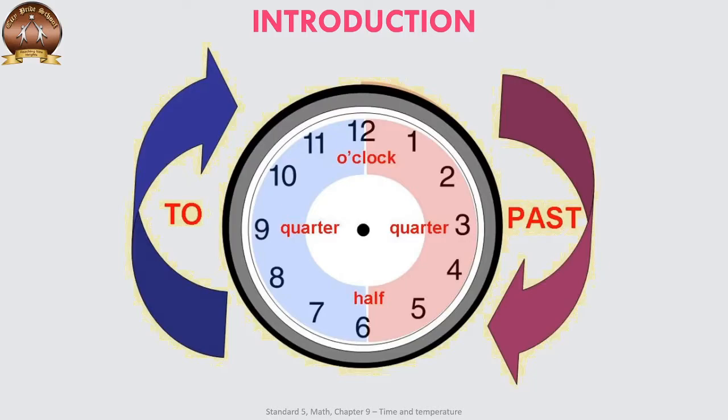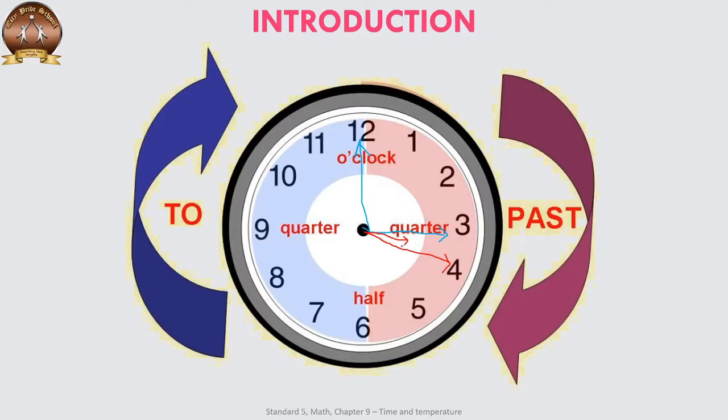For example, if the hour hand is at 3 and the minute hand is at 12, what is the time that's represented? It is 3 o'clock. And if the hour hand is at 3 and the minute hand is at 4, then we say 20 minutes past 3.